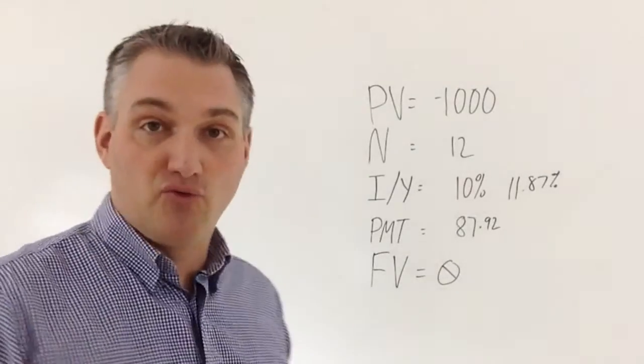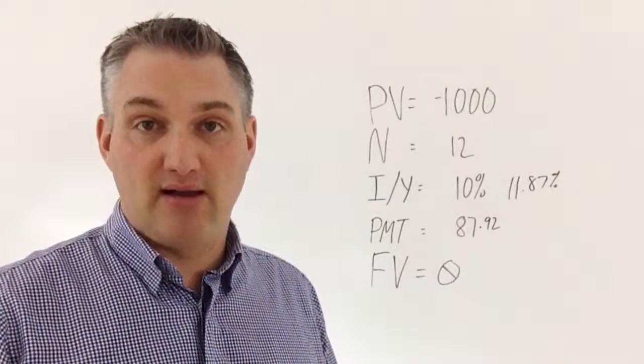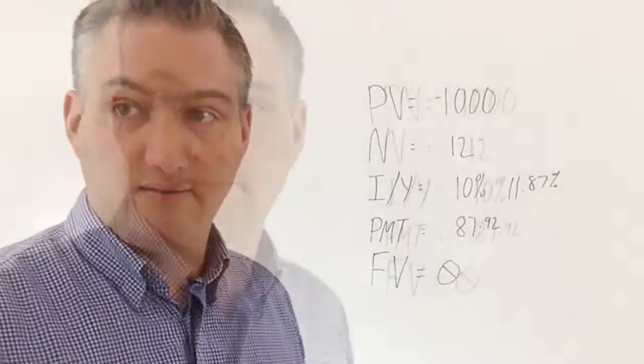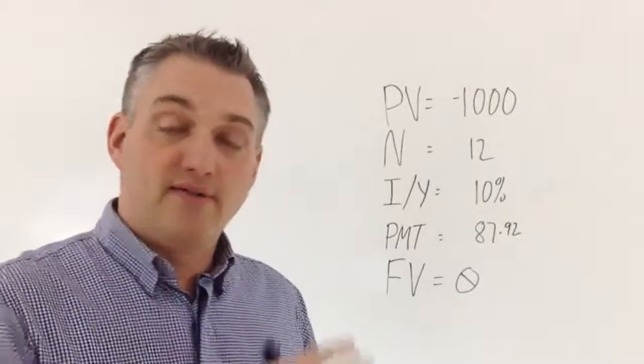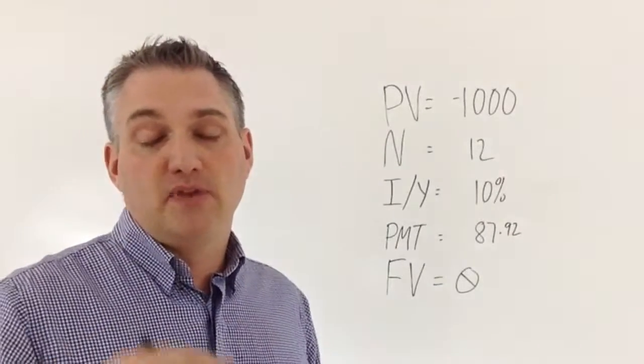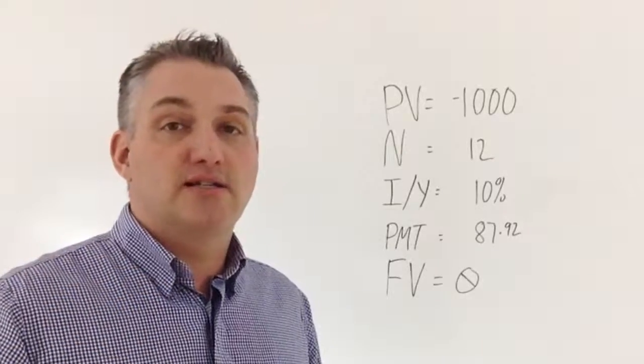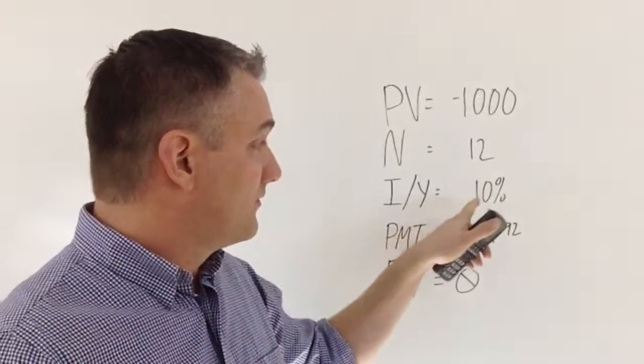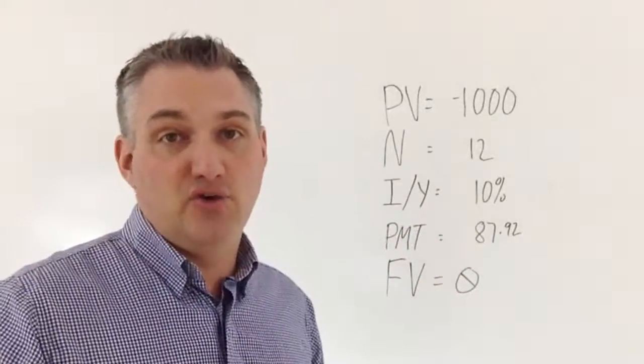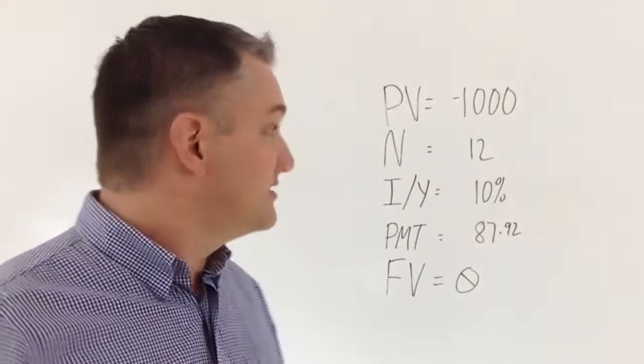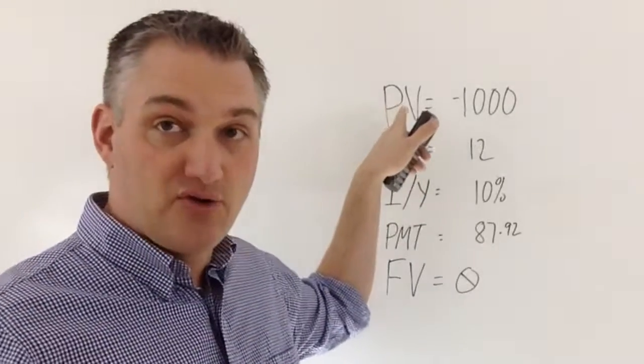What I'm going to do is reset all of these variables in my calculator, and I'll be back in just a second. All right, I've got my variables reset in my calculator. Basically, to increase yield, what we have to do is figure out ways to either decrease N or decrease the present value.